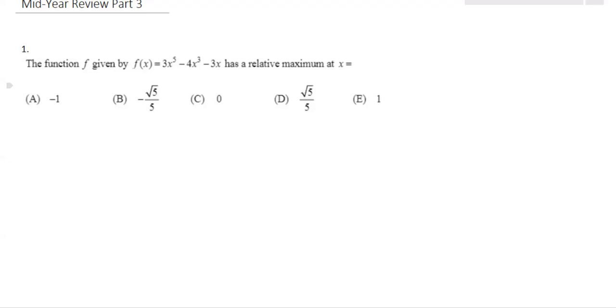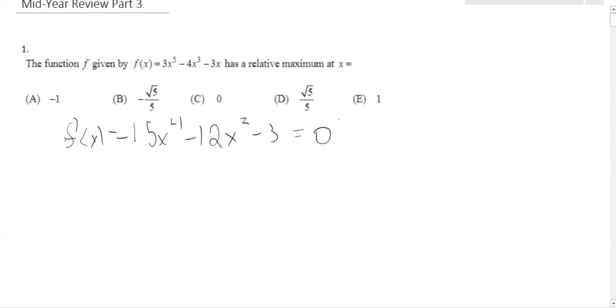The function f given by f of x equals what we have here has a relative max at x equals what? Okay, to get a relative max, you have to look for a sign change from positive to negative in the derivative. So first thing we'll do is go ahead and differentiate. So we have 15x to the fourth minus 12x squared minus 3, set that equal to 0.